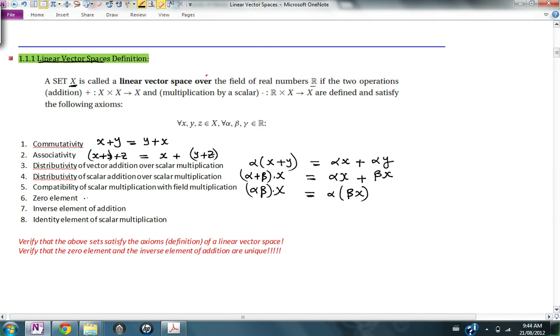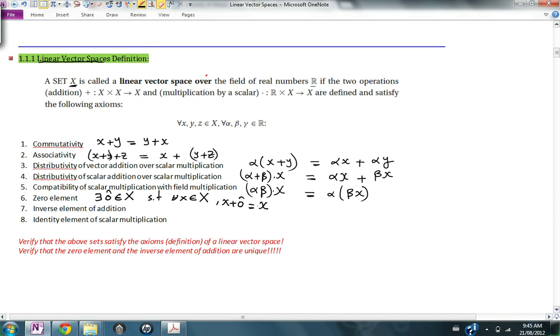All of the above, or linear vector space, has a zero element, which means there exists a zero vector in the linear vector space x such that for every element of the vector space x, x plus 0 is equal to x.